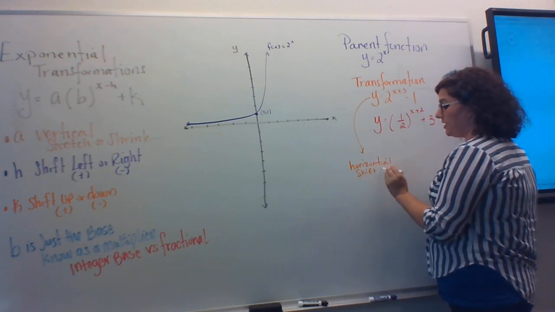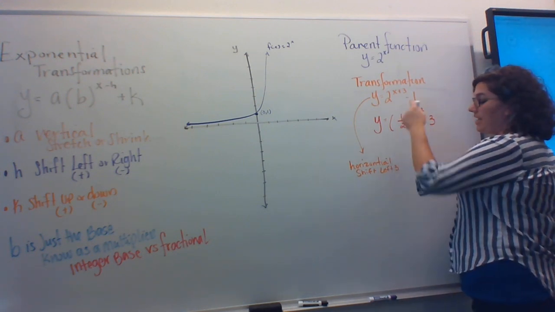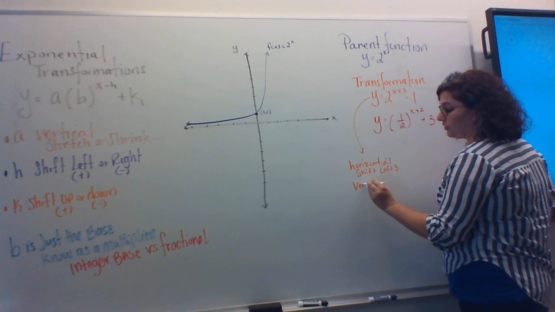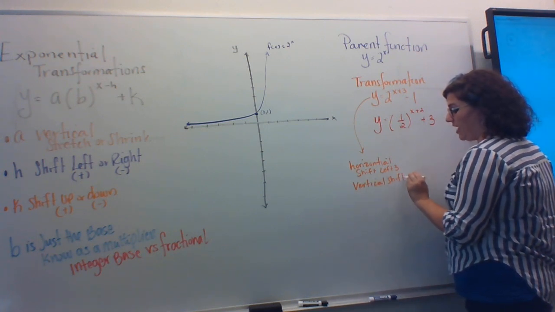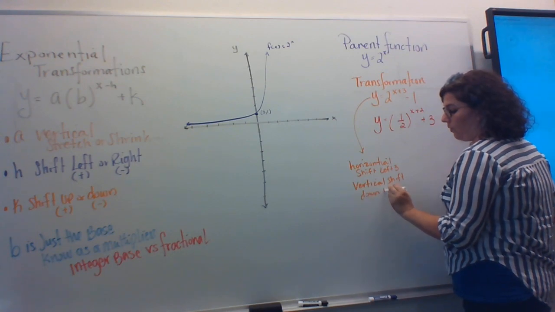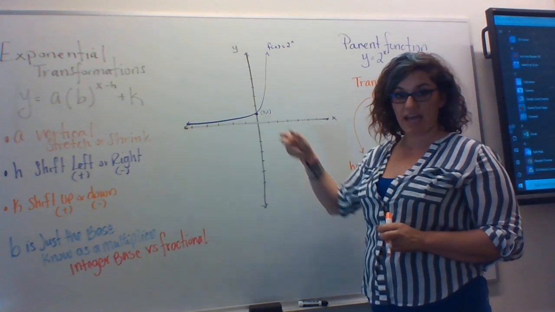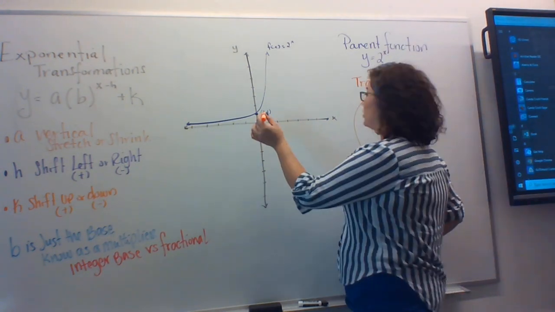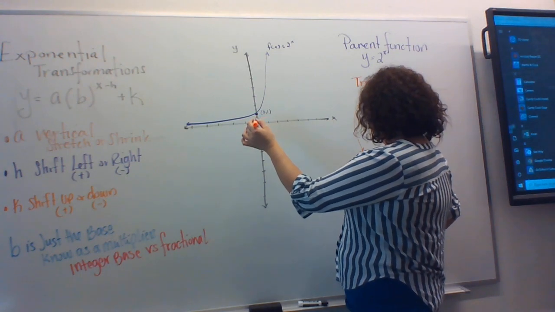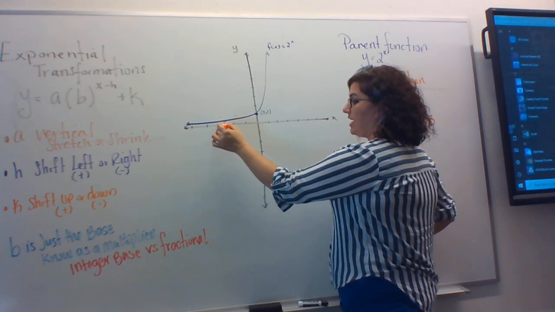It's a plus 3, so that means left 3. Then I have a minus 1, so that's a vertical shift, and that's going down 1. So what's happening is I'm going to take this y-intercept and literally pick it up and move it. I'm going to go left 3, so 1, 2, 3, and then down 1.